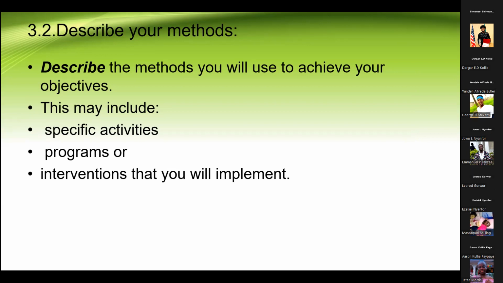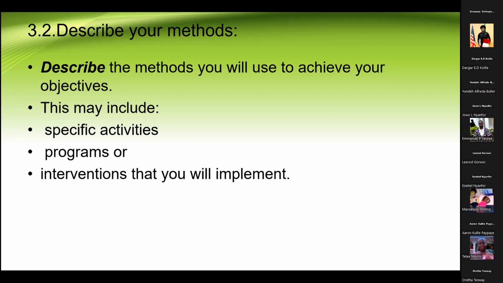Your specific activities could be very common in projects: trainings, workshops, awareness raising meetings, campaigns. But even if you say campaign, it can be very generic. You must break it down. So we want specifics, very simple specifics of the activities or of the programs, whatever type of programs. Is it a literacy program? Is it a mental health program? And so on. Or the interventions that you will implement.